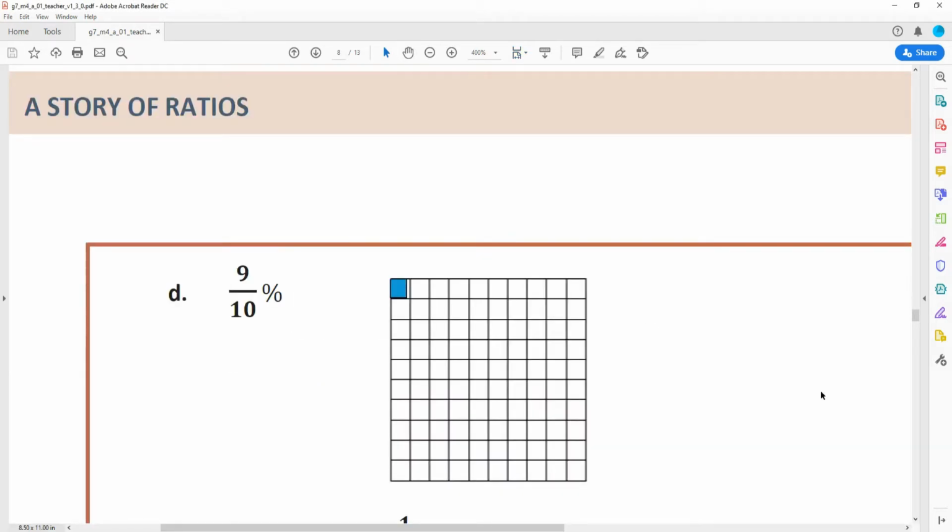Okay, and part D, again, so this one is 9/10%. So if you want to just go ahead and convert that fraction to a decimal, that's 0.9. Yeah, that is exactly like part B, so we're just going to call that good.